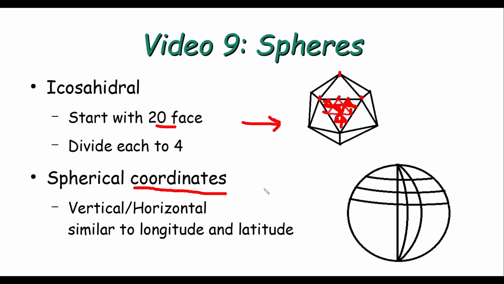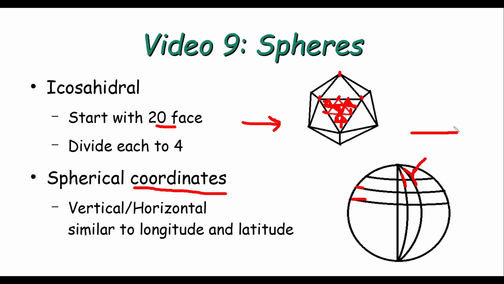But let me now focus on the second way of creating a sphere, and in this way we'll be using the spherical coordinate system. Here we will be dividing the sphere similar to the longitude and latitude. So these would be the longitudinal lines and those are the latitude lines.